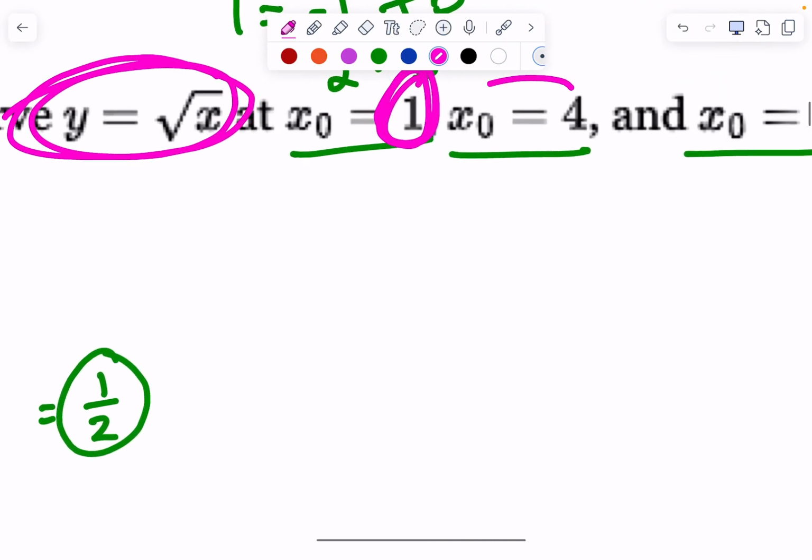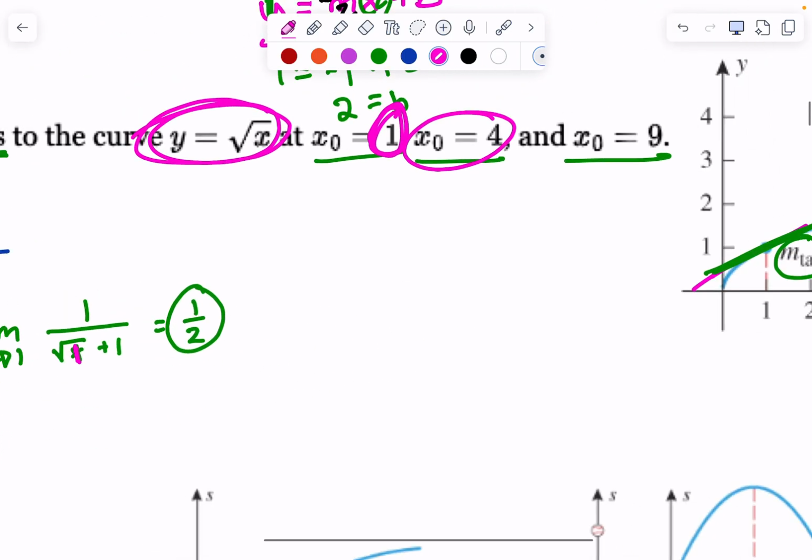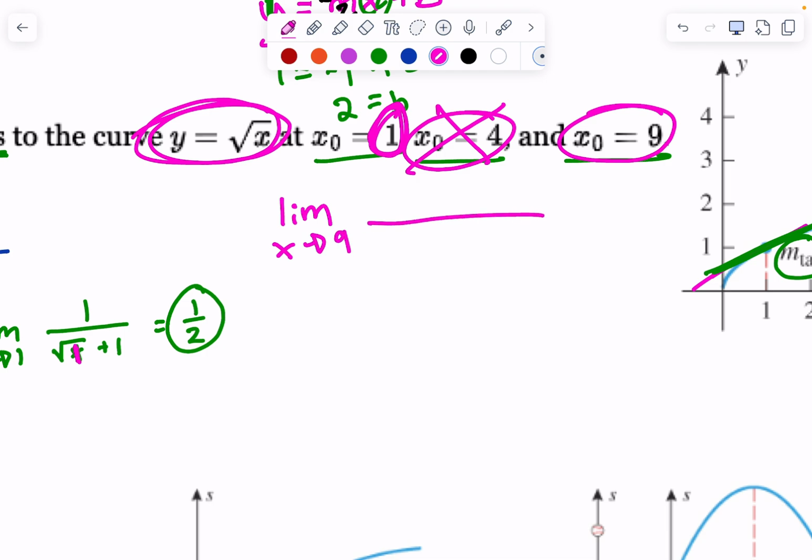Okay, let's do 4 because I have room for 4, or should we do 9? Yeah, let's do 9. We'll skip 4, we'll do 9, all right? So I'm doing the limit as x approaches 9 of f of x.